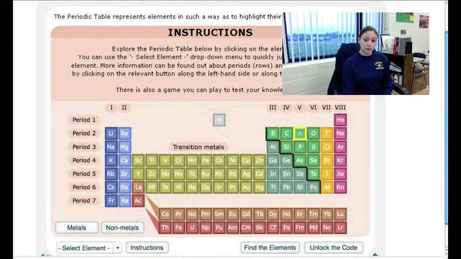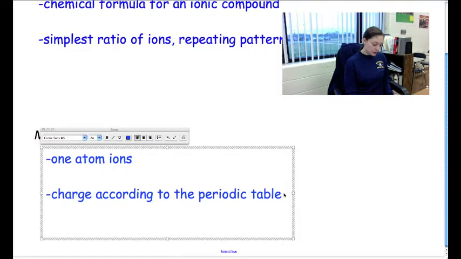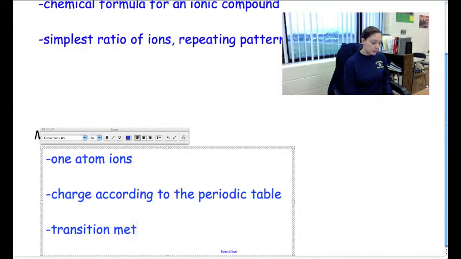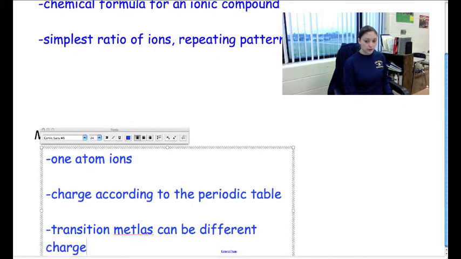Okay. Nitrogen's group needs to gain 3 to look like the noble gas. So these are a 3 minus. Oxygen then needs to gain 2, so it's a 2 minus in this group. And then fluorine needs to only gain 1, so the halogens here are 1 minus. So the charge of any single or monatomic ion is just based on where it is in the periodic table, which group. Just remember, like I mentioned, that the transition metals can be different charges.